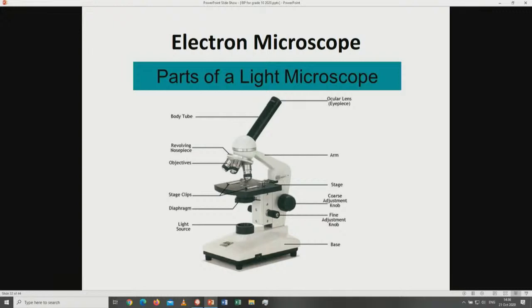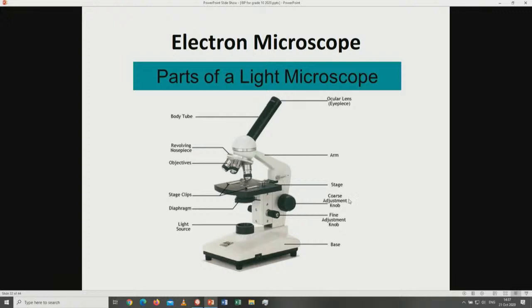so that the specimen can be viewed using the microscope. We have the diaphragm, which can be rotated to control the amount of light that comes from the light source. If it is too bright, then you can adjust the diaphragm so that it dims the light, or if it is too dim, you can adjust the diaphragm so that it becomes brighter.